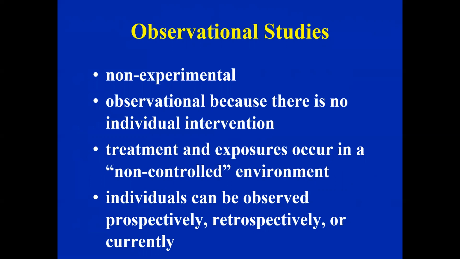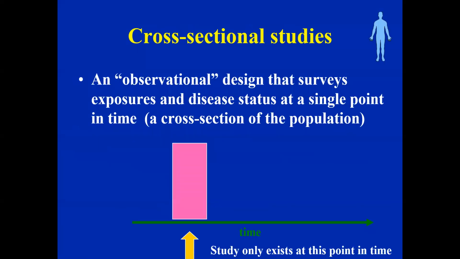Then observational studies, they are non-experimental. They are observational because there is no individual intervention. We are not giving any intervention. That's why we call it observation. Treatment and exposure occur in a non-controlled environment. Then individuals can be observed retrospectively, prospectively, or currently. And those are our observational studies. So we start with cross-sectional studies.